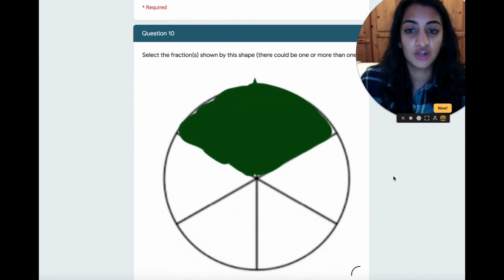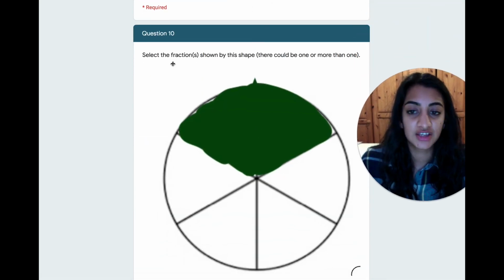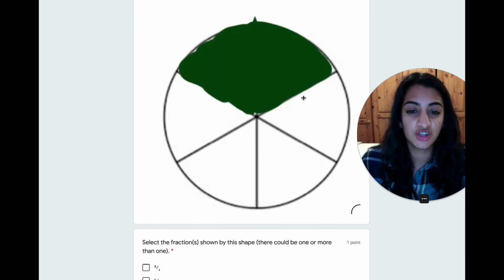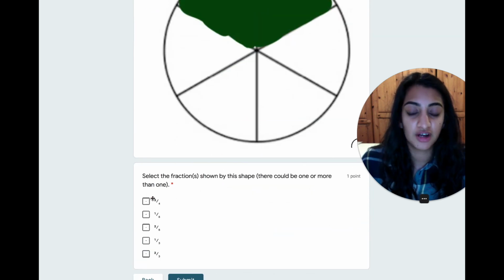And the final question, it says, select the fraction or fractions, so we don't know if it's more than one or one, shown by the shape. There could be one or more than one. So look at the shape carefully. Select the fractions shown by the shape.